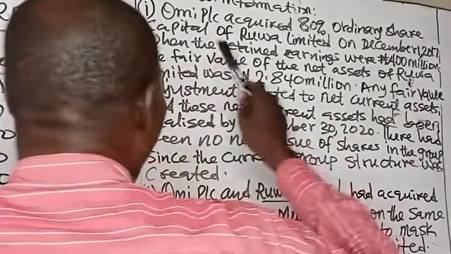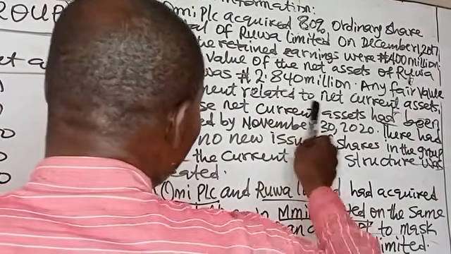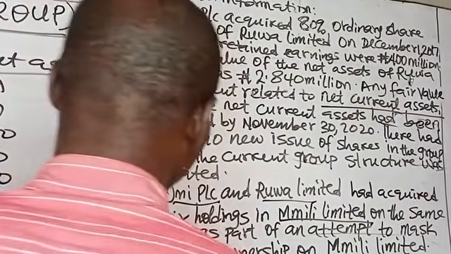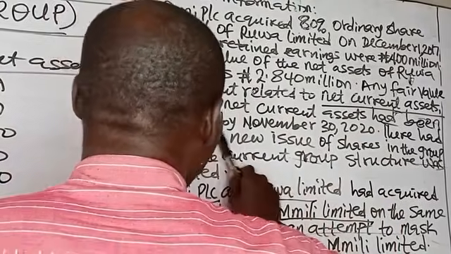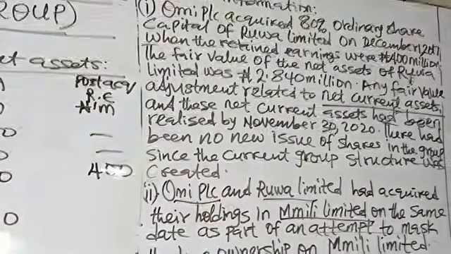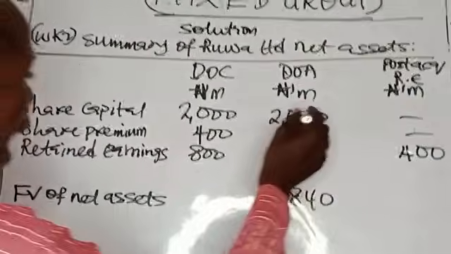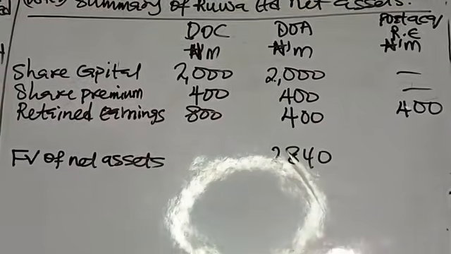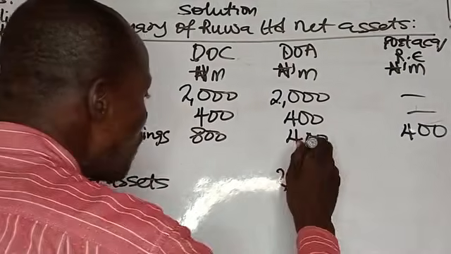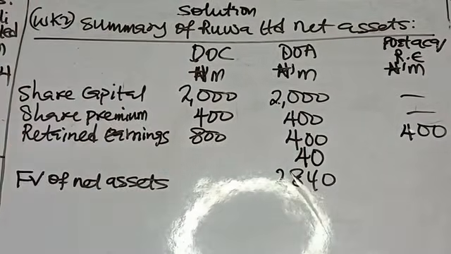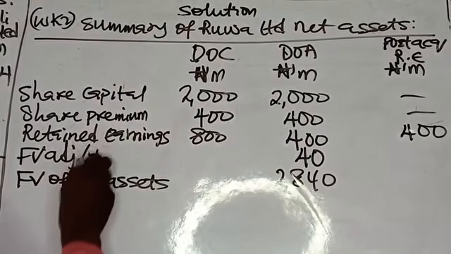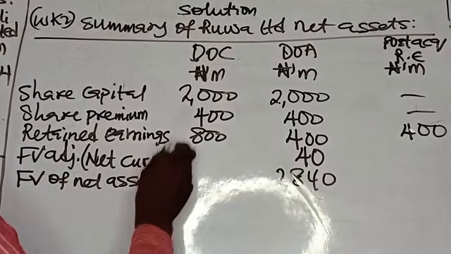Back to the question. Any fair value adjustment related to net current assets. You were told the fair value adjustment relates to net current assets, and this net current asset had been realized by November 30, 2020. They have been realized. If you add this 24 plus this 28, and here you have 2840, that means you have a fair value adjustment of 40. You were told it relates to net current assets.